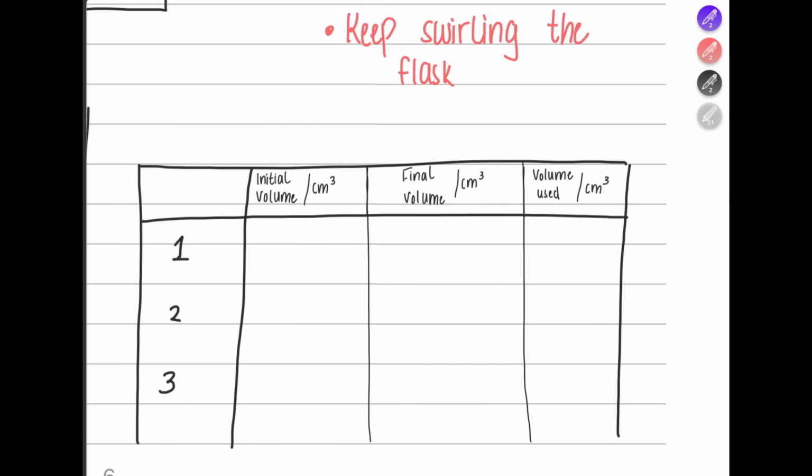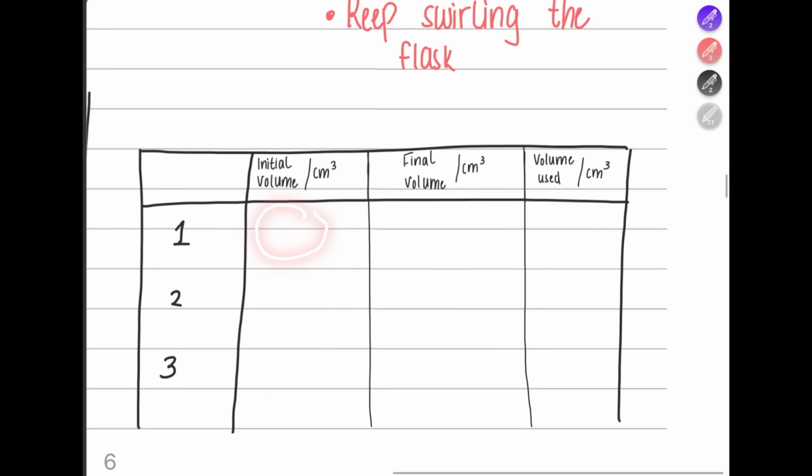So this is how your table could look. You'll have the initial volume from the burette, and then write down the final volume, and then subtract both of them, final minus initial, to find the volume used. Now what is the volume used? It's 20. This is just a random number.